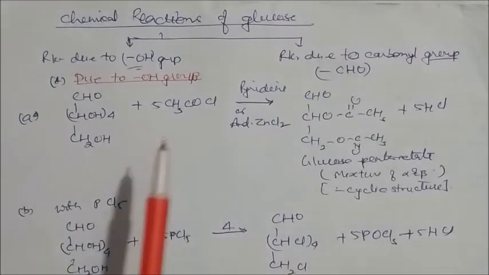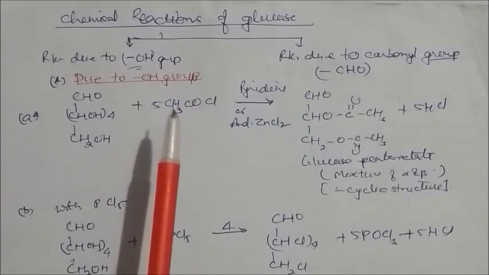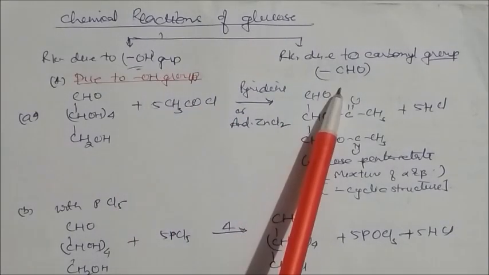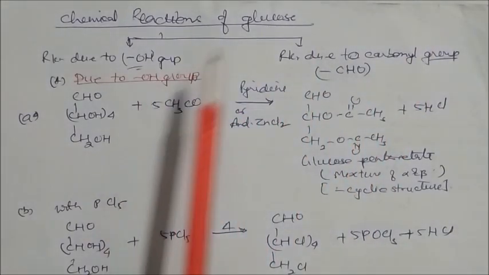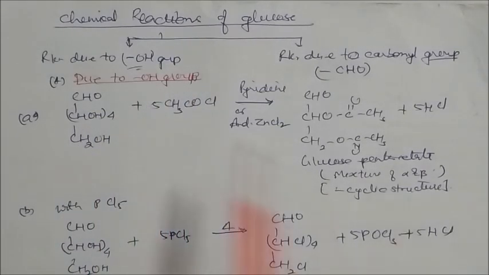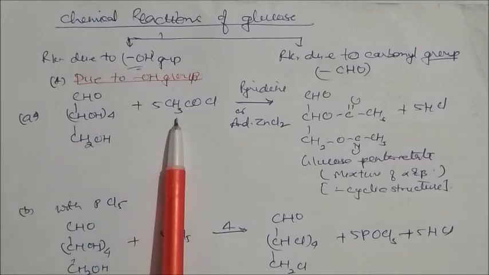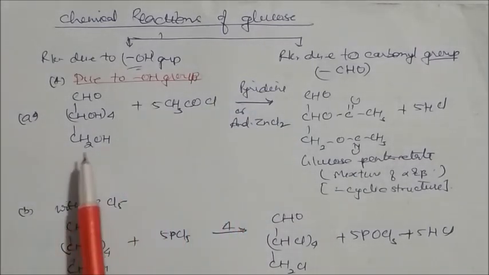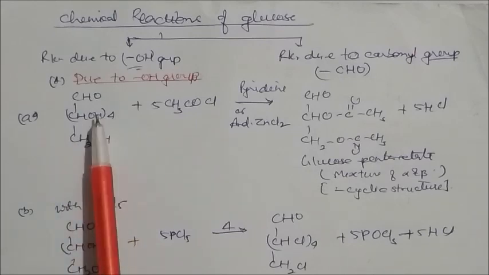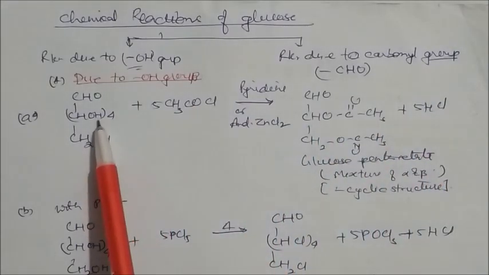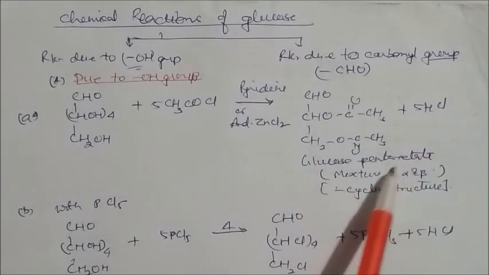Chemical reactions of glucose. There are two types of reactions: one due to hydroxyl groups and one due to the aldehyde group, or you can say carbonyl group. So let us see the reactions of hydroxyl groups. Glucose reacts with acetyl chloride in pyridine or anhydrous zinc chloride. In this case, the hydrogen plus Cl will be removed as hydrochloric acid, and all the OH groups will convert into glucose pentacetate.